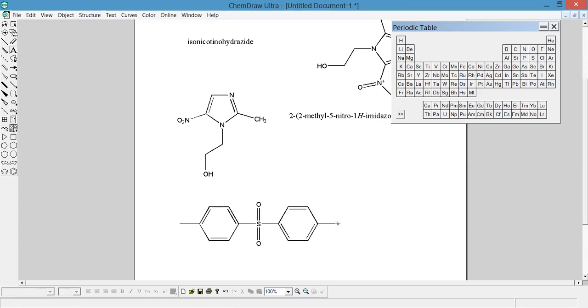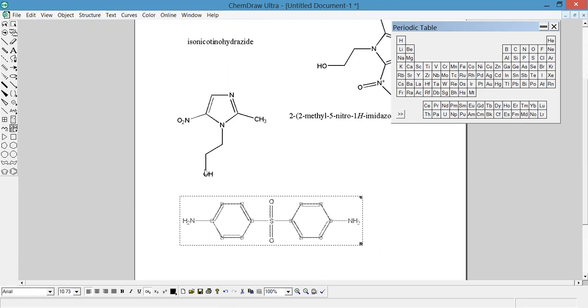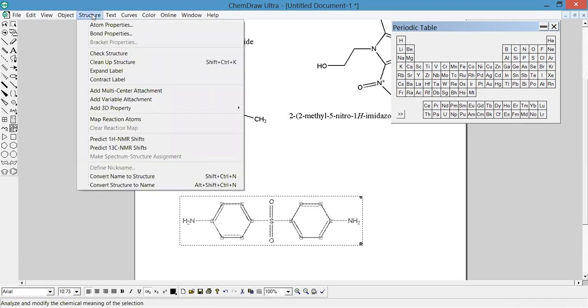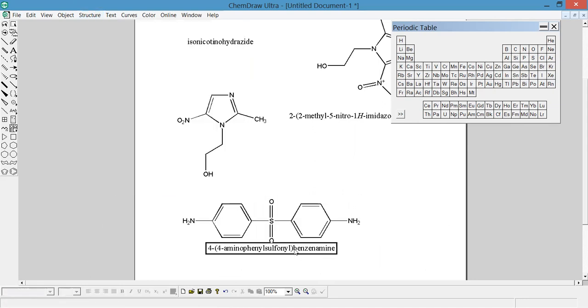Now add the NH2 group. Select the nitrogen atom and put it here as NH2, and put it here as NH2. This is the structure of dapsone. Now select the structure of dapsone, go to the structure toolbar and convert this structure to name. This is the IUPAC nomenclature of dapsone.